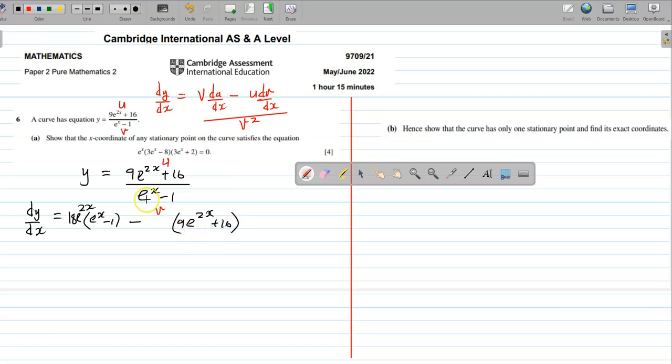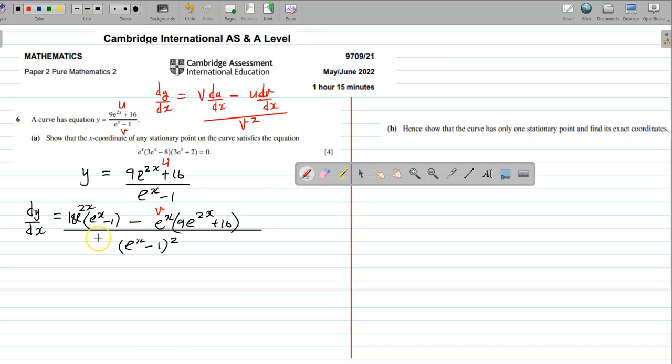When we differentiate the denominator here, e to the x minus 1, we're going to get just e to the x. When you differentiate this, 1 times e to the x is just e to the x. All of this over v squared. V here is e to the x minus 1, all squared.